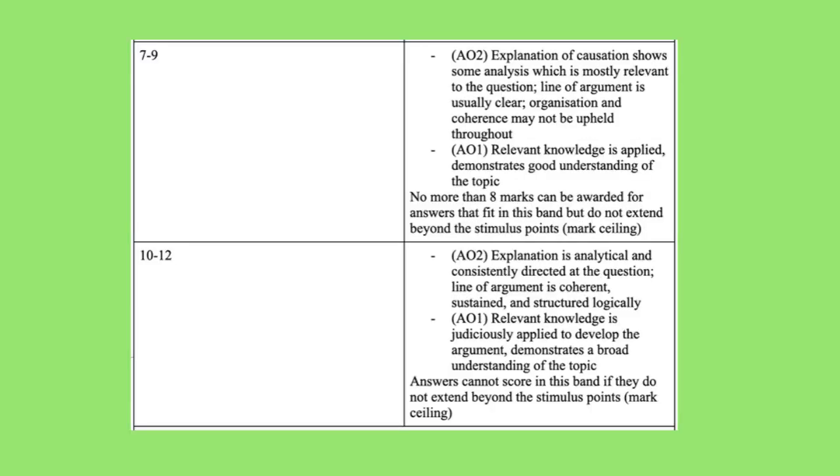Here are the top 2 bands for this question. To score in these bands, your answer needs to be analytical. Now remember that this question is all about causation and explaining why, so you need to have a really clear line of argument. You should be using evidence to support that argument and always explaining that evidence by linking it back to the question, linking it back to what you're trying to say overall. You should be using your own knowledge to show that you know a lot about the topic and have a really nice organised structure.